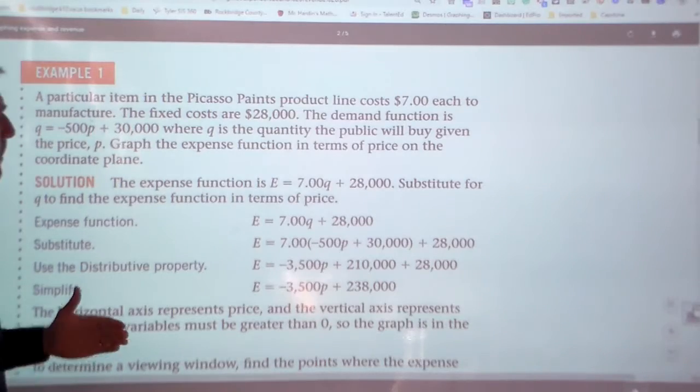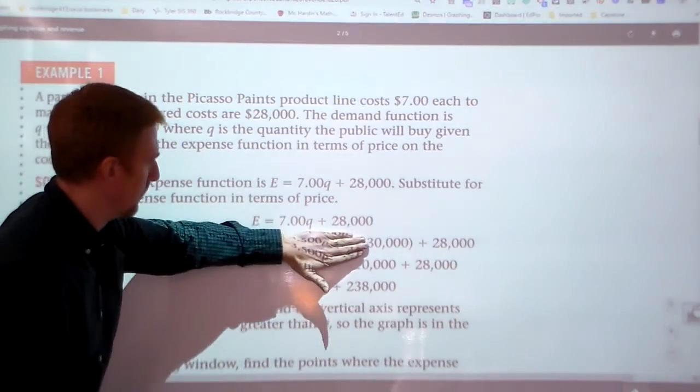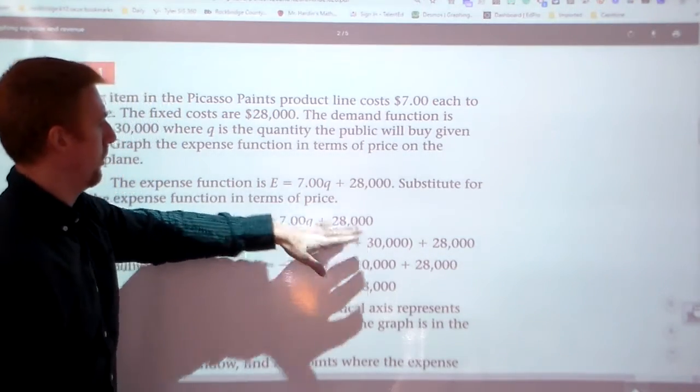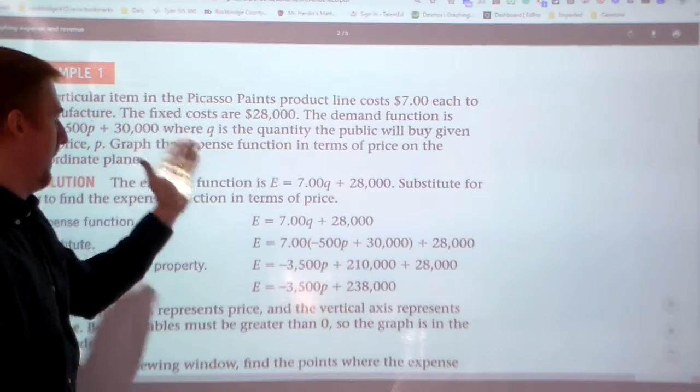So let's look at what they're doing here. They're taking the expense equation in terms of quantity. And we created that from the information they gave us.